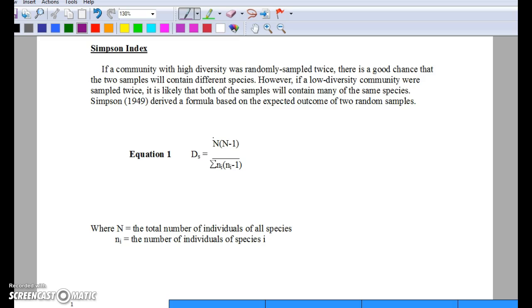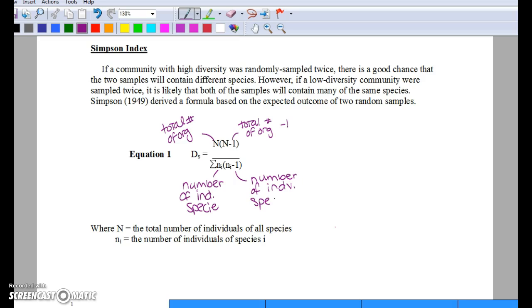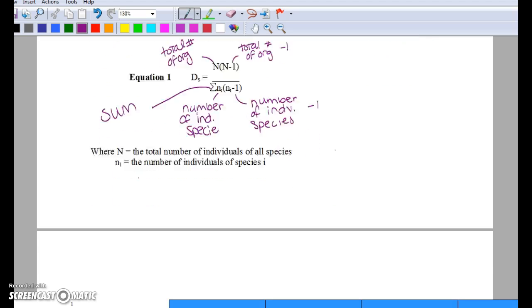So the Simpson's Index has this equation below. N stands for the total number of organisms. And then N minus 1 is the total number of organisms minus 1. And then you're going to divide that by the sum of the number of an individual species. So if you have 10 maple trees, that's the number of your individual species, even though there might be 70 different organisms there total. And then again, same thing here, you're going to take the number of individual species minus one. And then you have to add that up for all the different types of species that you have. That's what this sigma stands for. This is the sum.